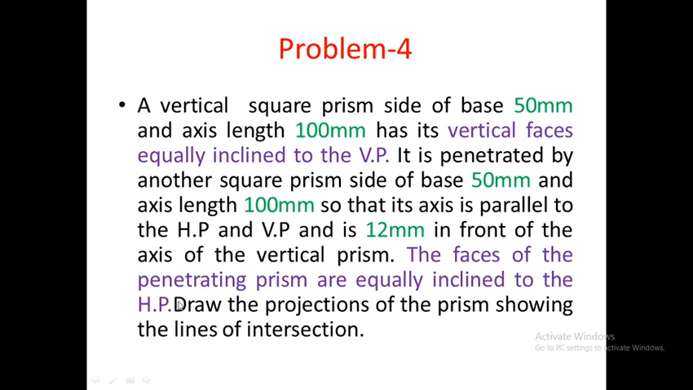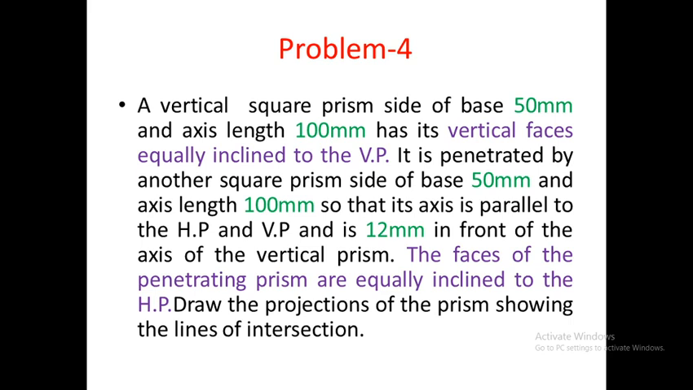Now since it is given that the faces of the penetrating prism, that is the horizontal square prism, are equally inclined to HP, when we draw the side view of the horizontal square prism, it will be a square of side 50 mm but in the form of a kite. So for drawing the horizontal square prism, first we have to project the side view, and then from the side view we will project the top view and the front view.